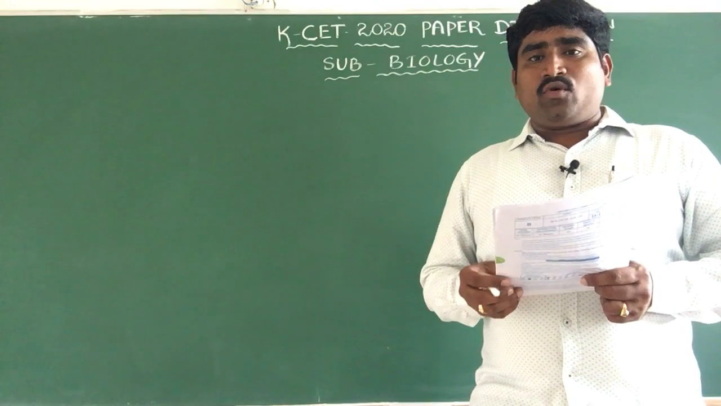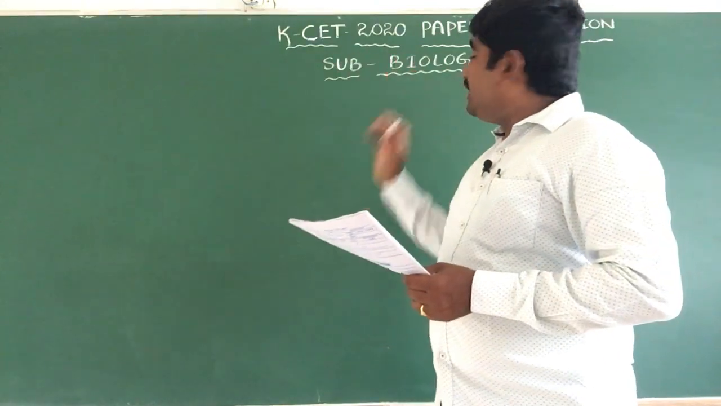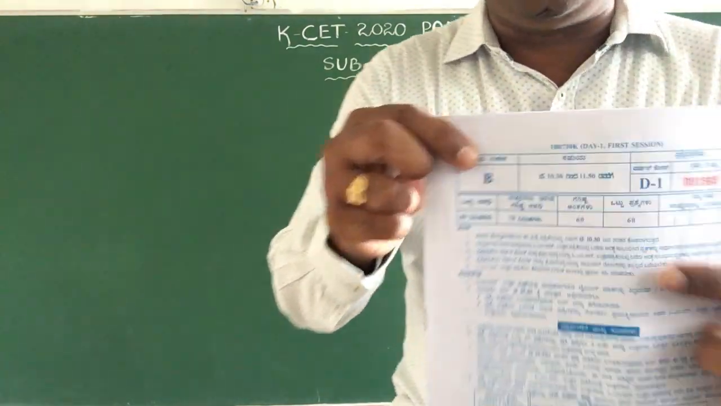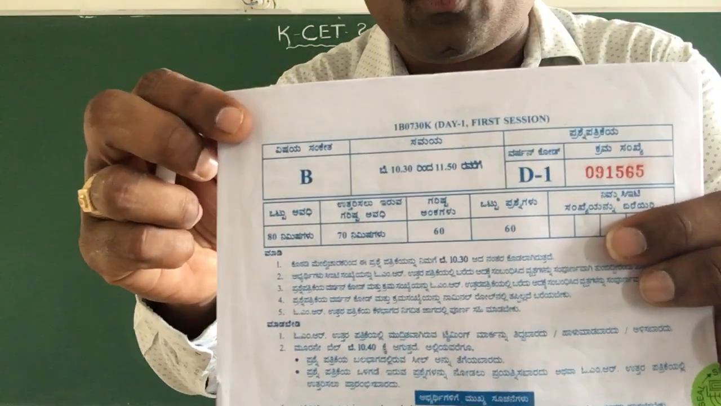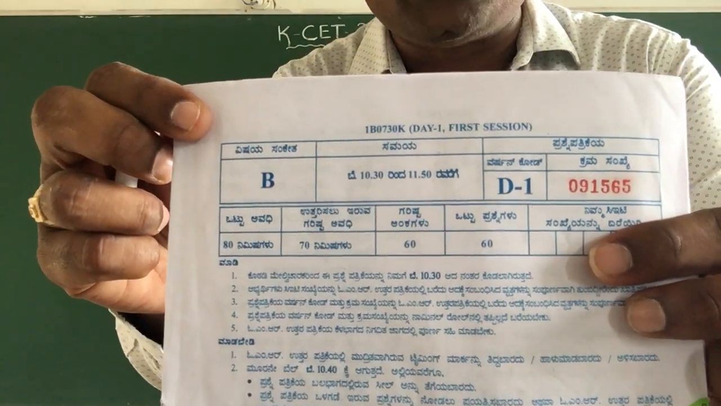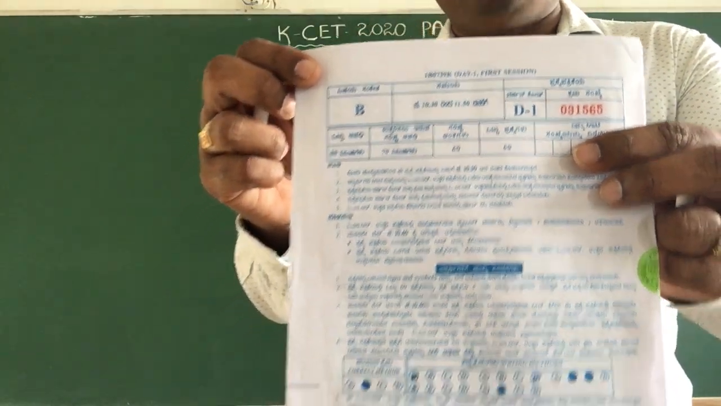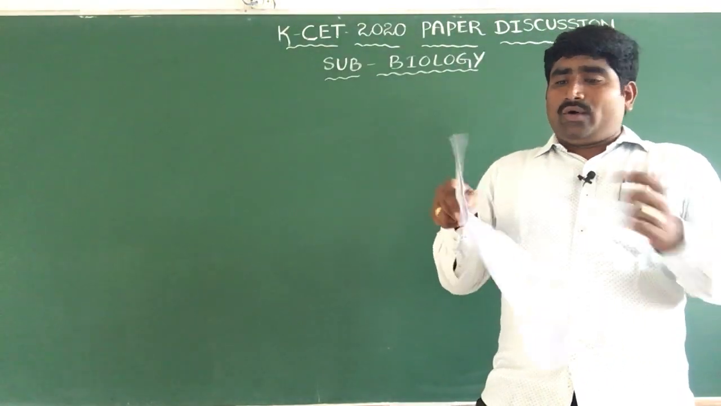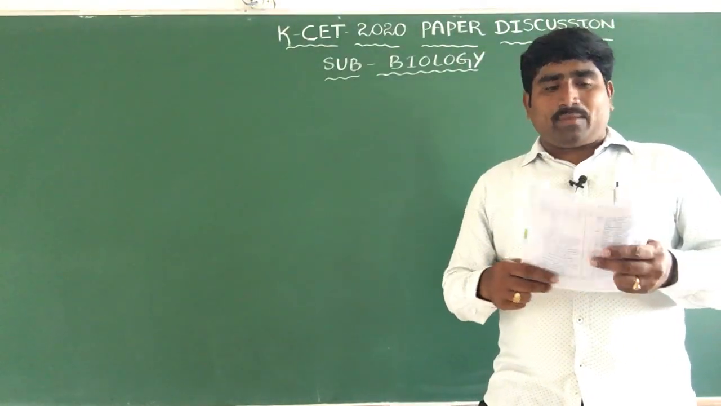In this session, I am going to discuss the KSET 2020 Biology paper. The paper code is B and the version code is D1. According to this paper, you can check the answers you have written in your paper.